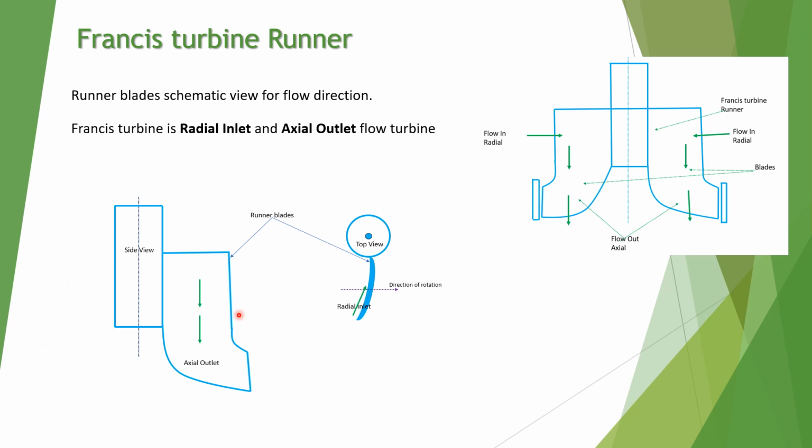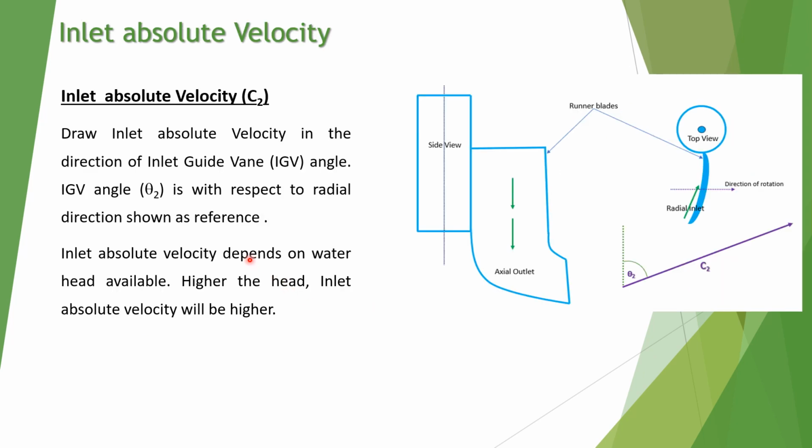So you will use these pictures for construction of velocity triangle for easy understanding. So first, the inlet absolute velocity C2. Draw the inlet absolute velocity in the direction of the inlet guide vane, that is the IGV angle, and the IGV angle is shown as theta 2 with respect to the radial direction for reference. So you have to draw C2 from the IGV angle theta 2, and inlet absolute velocity depends on the water head. Higher the head, inlet absolute velocity will be higher.